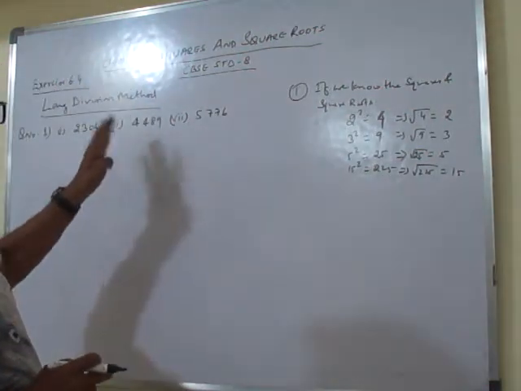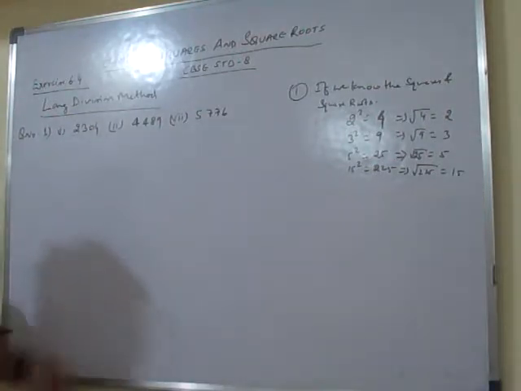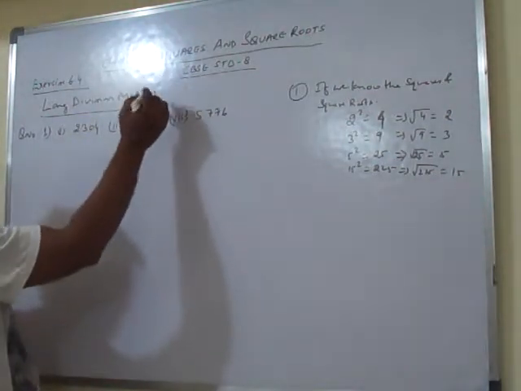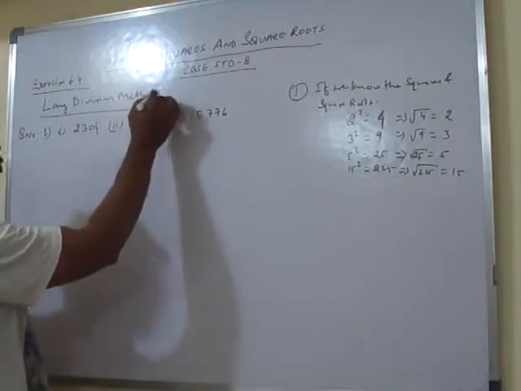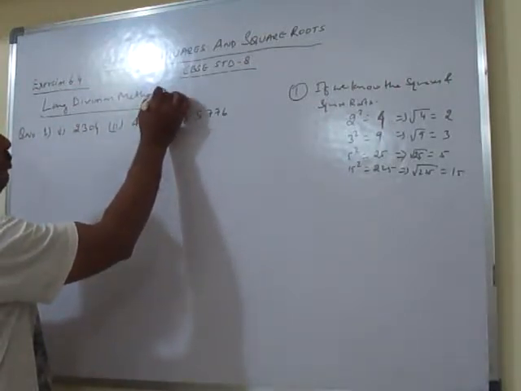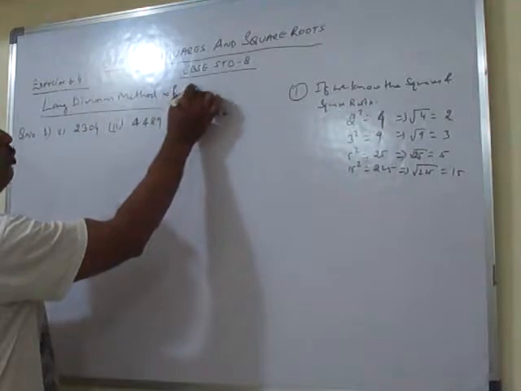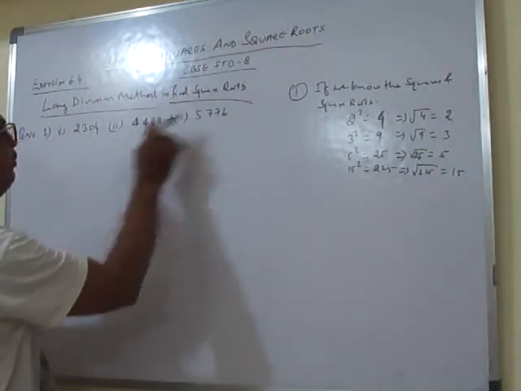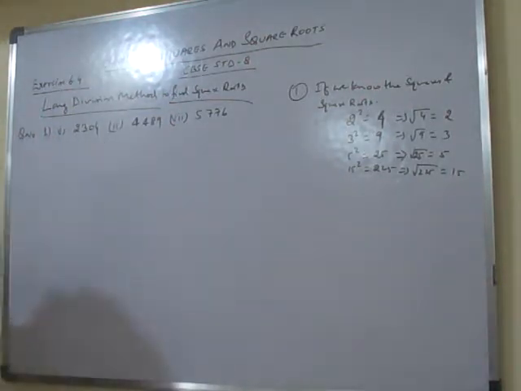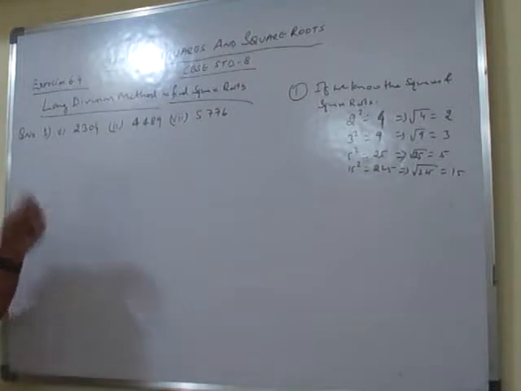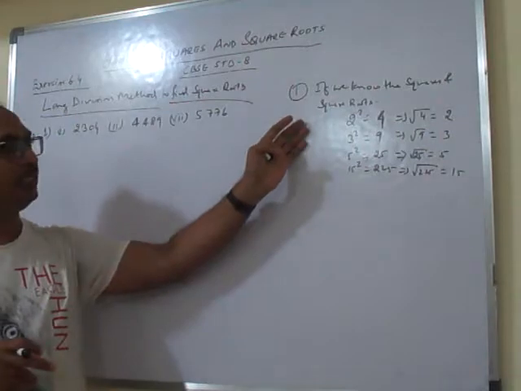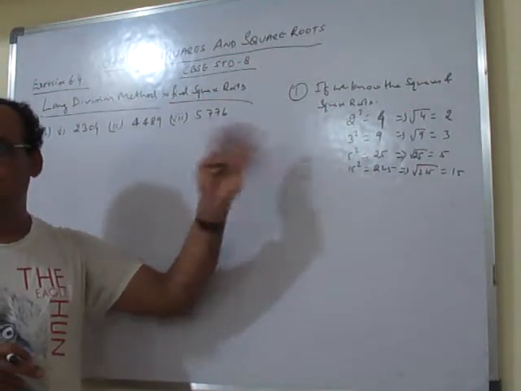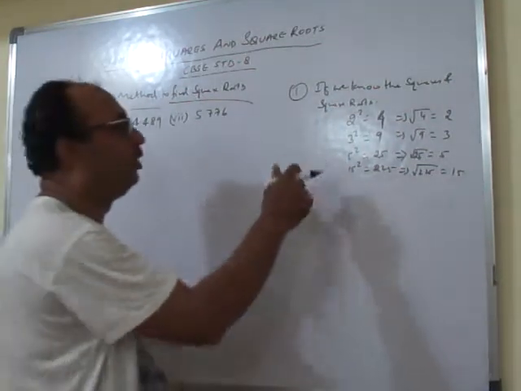Today we are not talking about what is square. We are going to find the square root. The long division method is used to find square roots. Some of the questions I have written from your textbook, and these are the questions we are going to solve now, and the remaining questions also we will solve. I was talking about some of the methods which we have already utilized to find the square root.